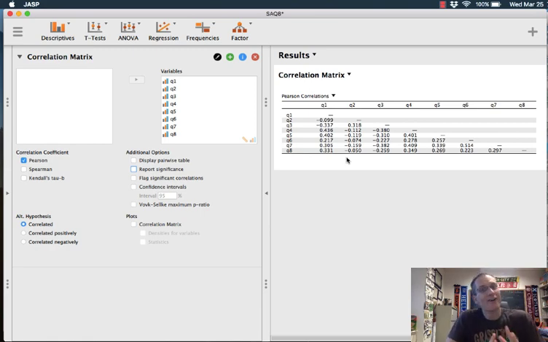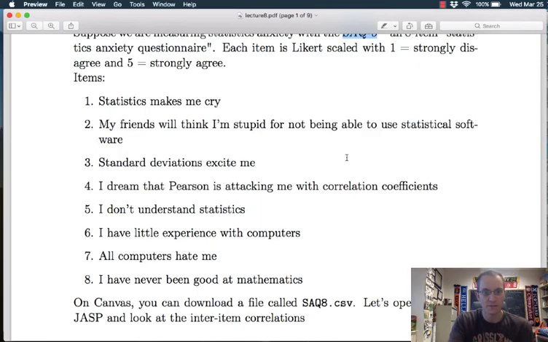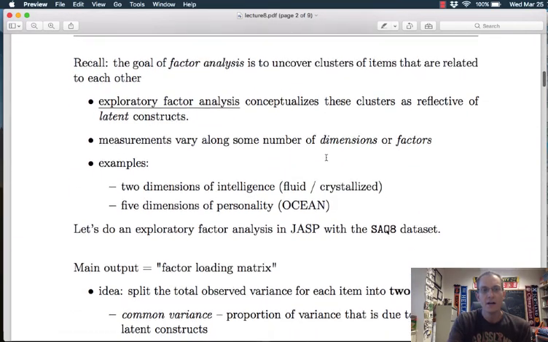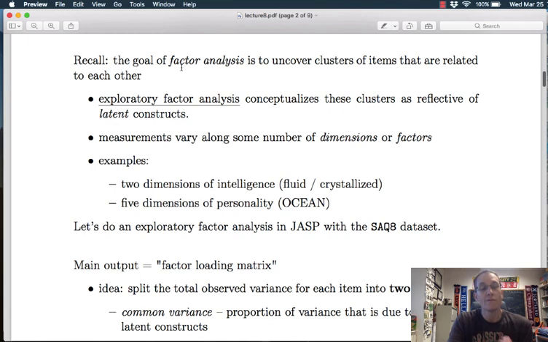And the answer is it's hard to do that without some more sophisticated techniques. But that's exactly what exploratory factor analysis is designed to do. And that is the subject of this lecture. So what is exploratory factor analysis? Well, you might recall that the goal of factor analysis in general that we talked about in Lecture 7 was to uncover clusters of items that were related to each other in some way.